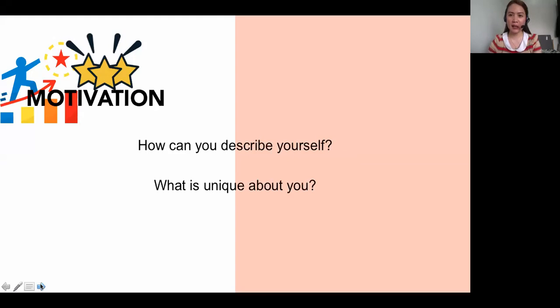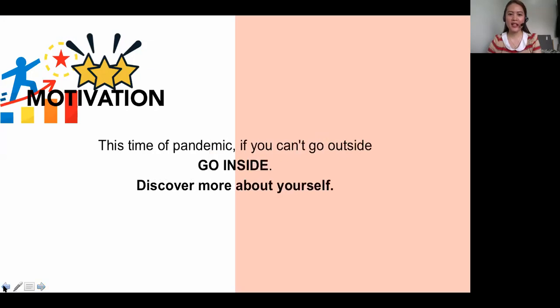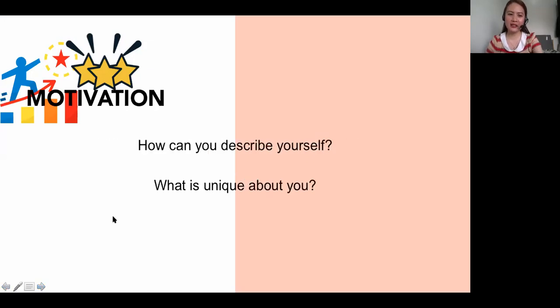How can you describe yourself? What is unique about you? If I'm going to describe myself, physically, I am petite. My height is 5'2". My hair color is dark brown. My skin color is light brown.